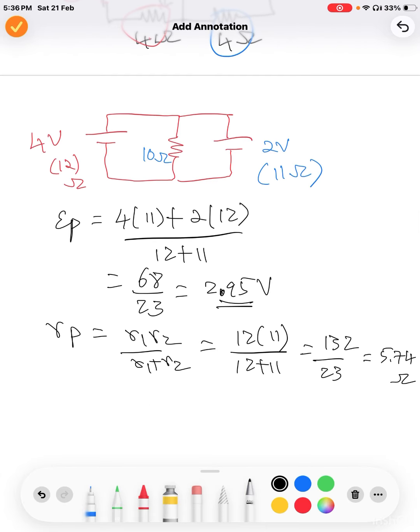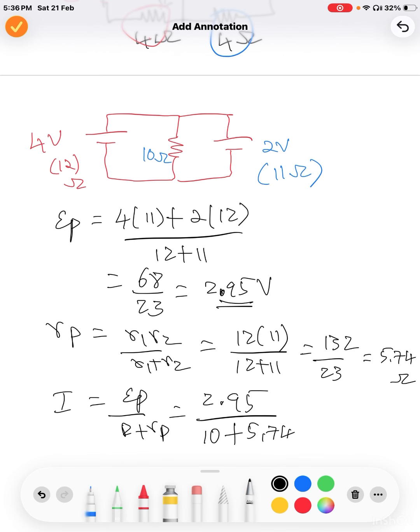Once I know the EP value and RP value, obviously you find the current. What is the current value? EP by R plus RP. So the EP value is how much? 2.95, and the R value is 10, the external resistance value, and the internal resistance value is 5.74. So if you simplify this, it becomes 0.187 ampere. This is the current.